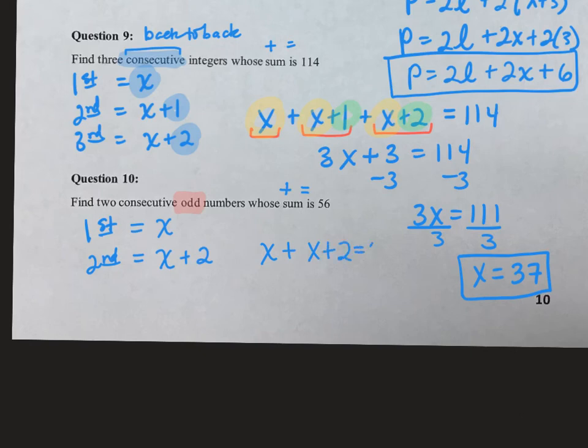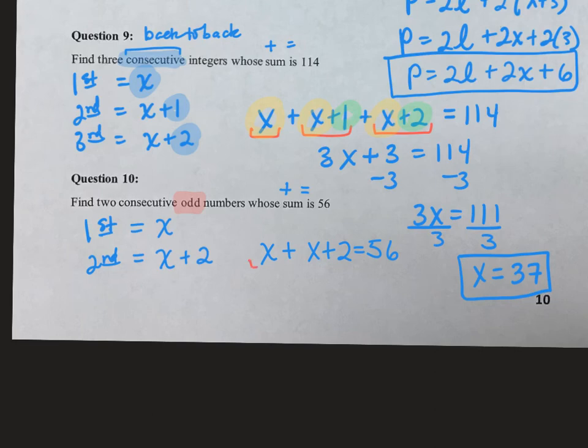I've got x plus x plus 2 equals 56. I'm going to erase this stuff over here. Oops. Sorry about that. Erase. There you go. I don't know why that's not erasing. Oh well, let's go back to this. We'll keep it here. Here we go. Sorry about that.